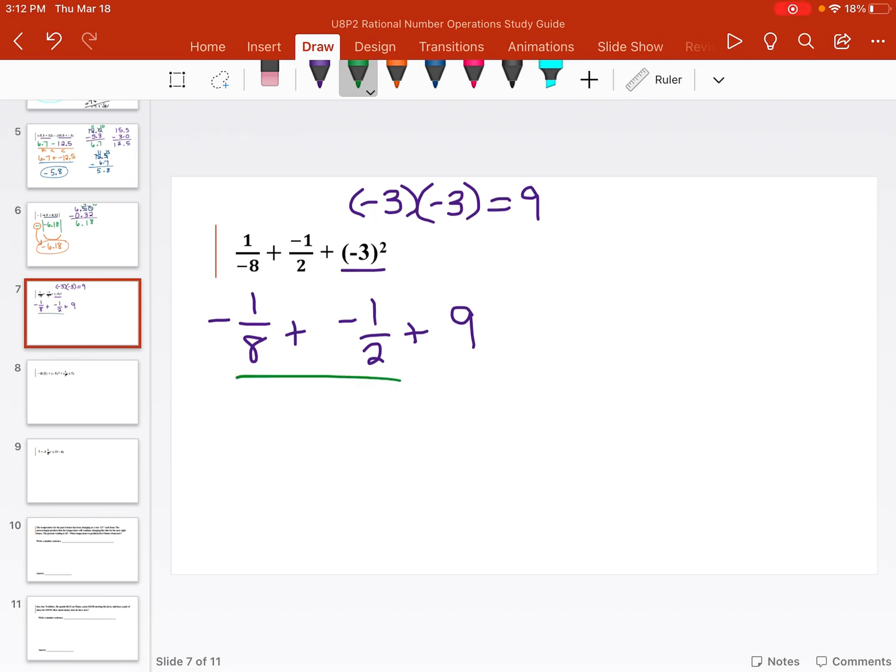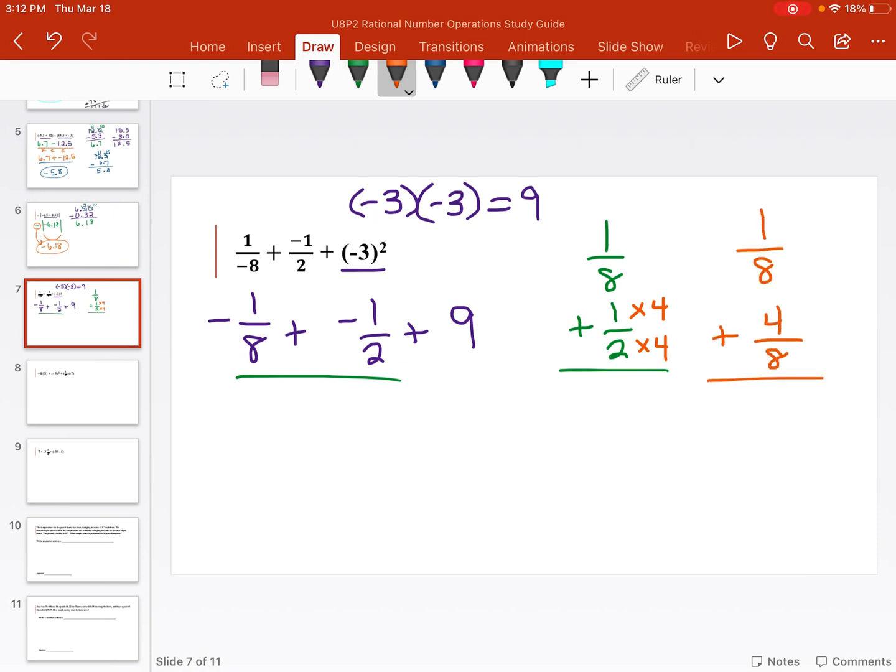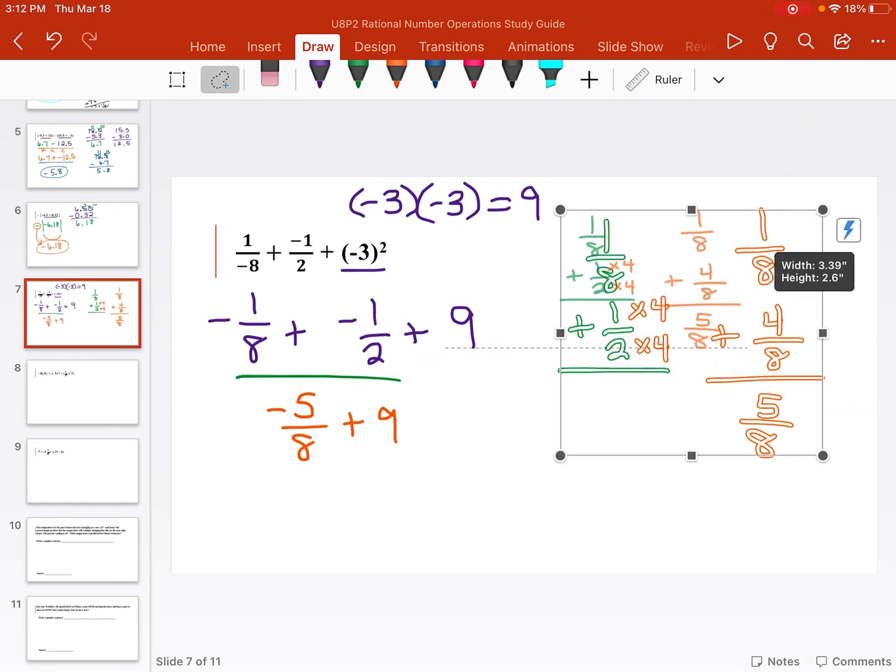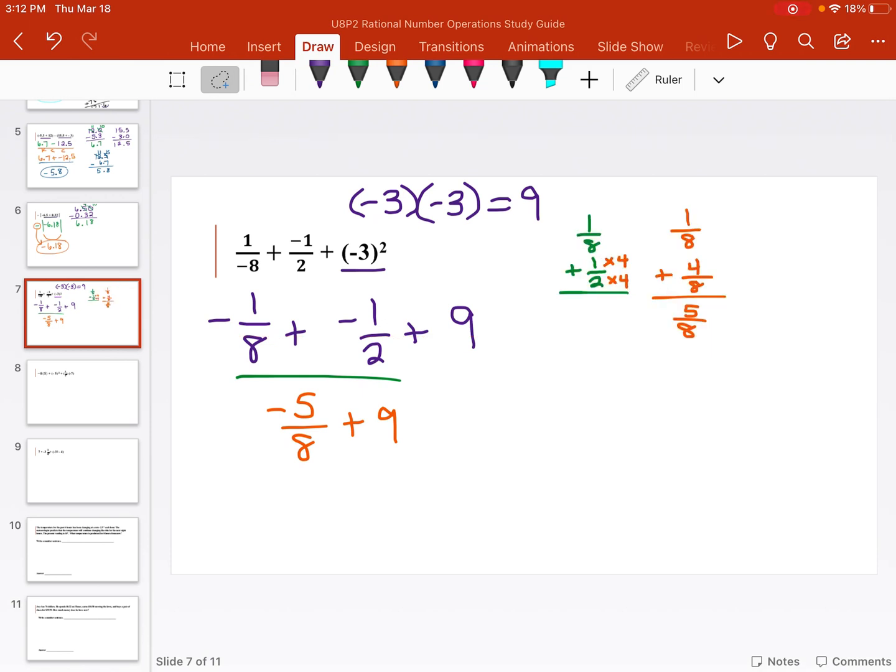So negative 1/8 plus negative 1/2, same signs, add and keep. So I'm going to do 1/8 plus 1/2. I do need to give these common denominators before I can add them. So I'm going to change my halves to eighths. So I have 1/8 plus 4/8, which is 5/8. They were negative, so negative 5/8 plus 9. Okay, make that a little smaller so I got some more space.